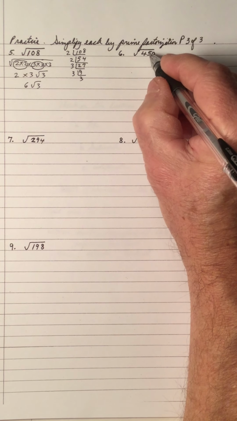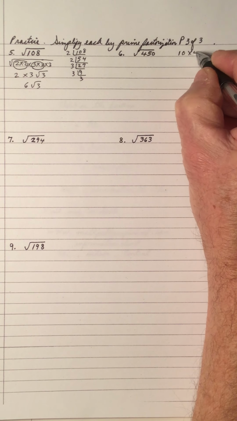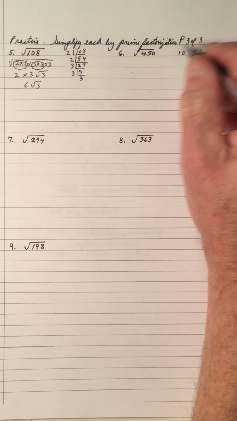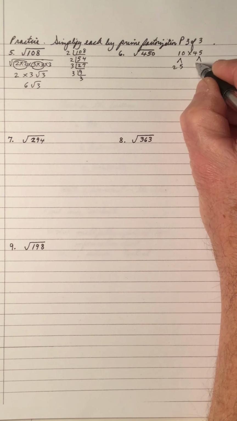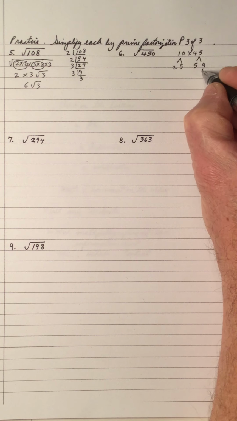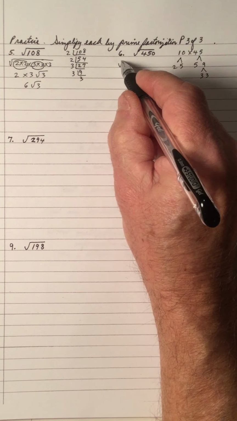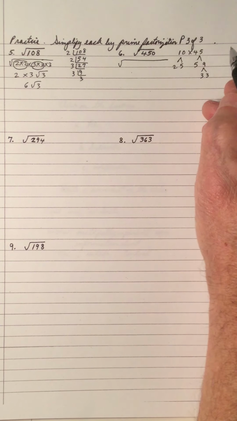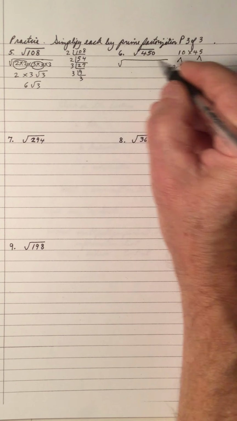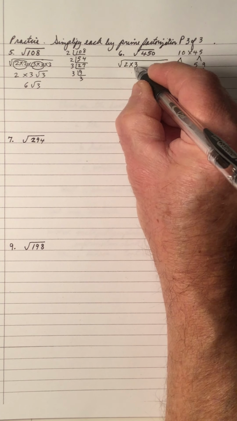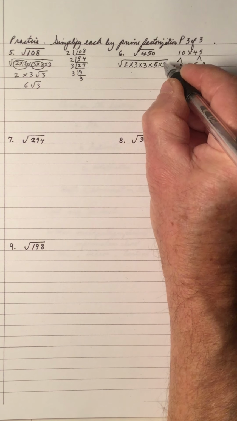And we have 450. 450, I see a 10 and I see a 45. And 10 is 2 times 5. And 45 is 5 times 9. And 9 is 3 times 3. So I got it all broken down. So let's write all the factors over here. I have a 2 and two 3s and two 5s. 2, 3, 3, 5, 5. Again, notice I'm writing them in order.